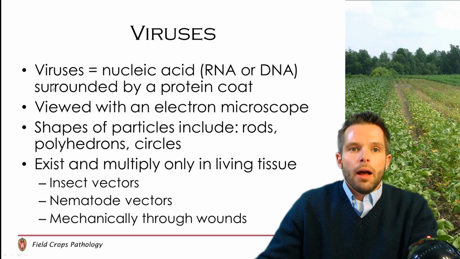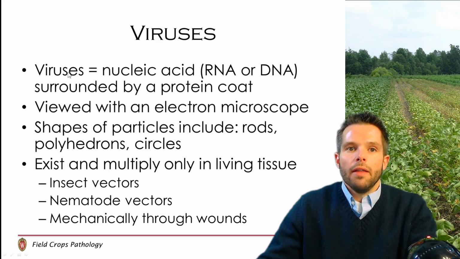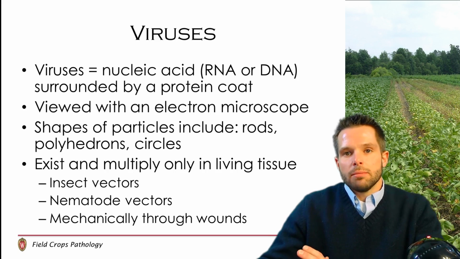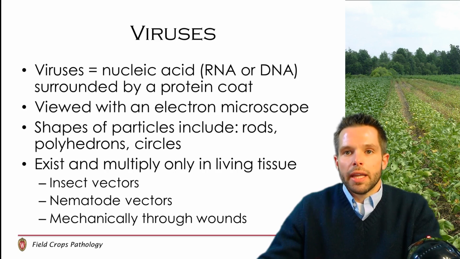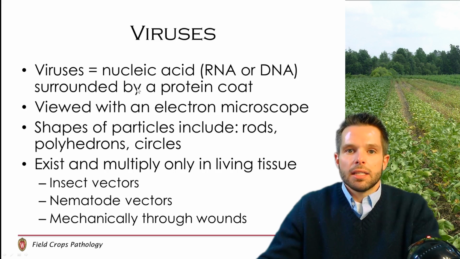The third group, as I mentioned, are viruses. These are very simple organisms, and in fact sometimes we don't even consider them living, and there's some debate about that, but basically a virus is a nucleic acid, so it can be either RNA or DNA, simply surrounded by a protein coat. They have to be mostly viewed using a fancy microscope called an electron microscope, and they do have some different shapes and sizes.